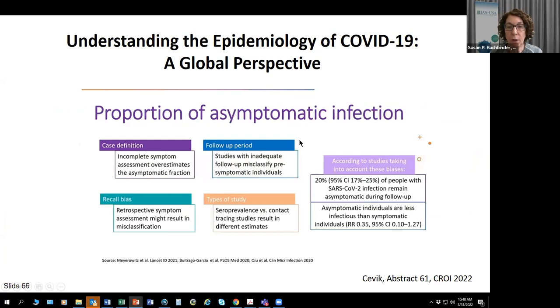She also talked about asymptomatic infection. And there are a number of methodologic reasons that it's difficult to both track what proportion of HIV infections are truly asymptomatic and how infectious are those individuals. But here's the bottom line. 20% of people with SARS-CoV-2 infection, she estimated, remained asymptomatic during follow-up. So during the entire period of follow-up, 20% will remain asymptomatic. And asymptomatic individuals are less infectious than symptomatic individuals, having a reduction of about 65% less infectious than symptomatic individuals.